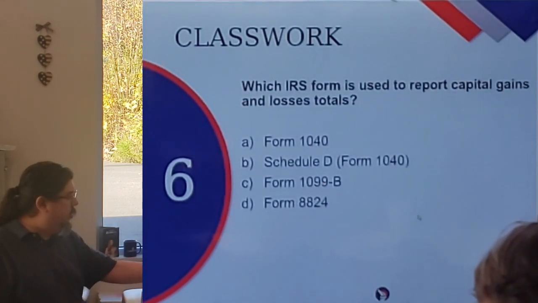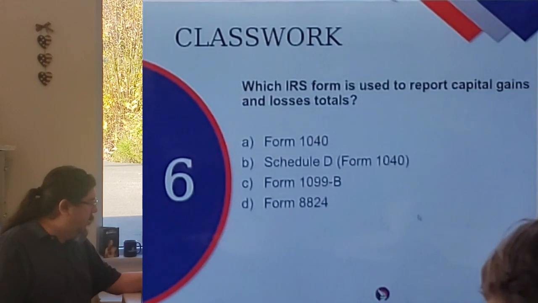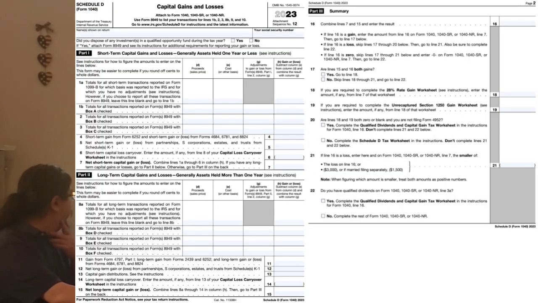Catherine. Which IRS form is used to report capital gains and losses total? This one is Schedule D. Okay. Schedule D. Yeah. Gains and losses. Mm-hmm. Yeah, the answer is Schedule D. This is where you report the totals.